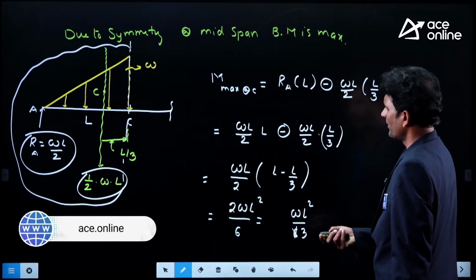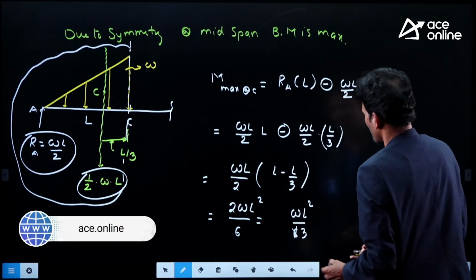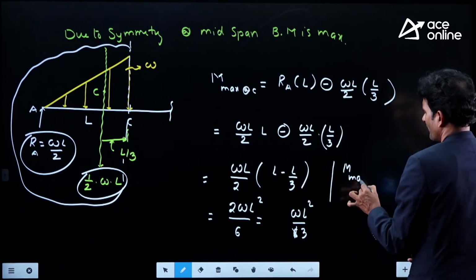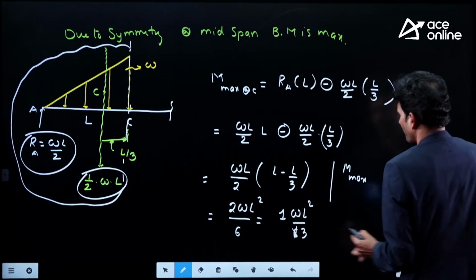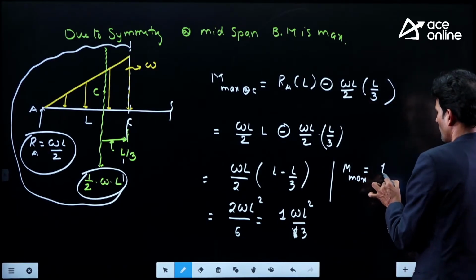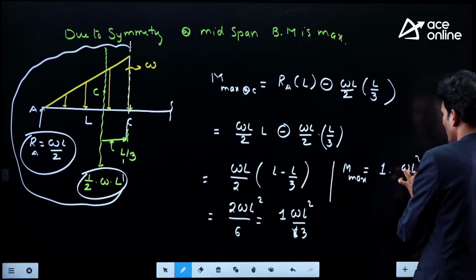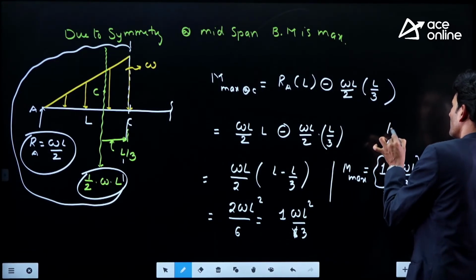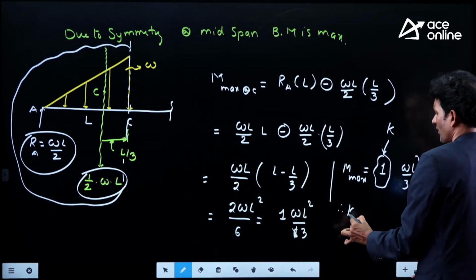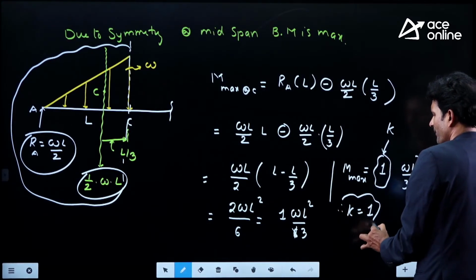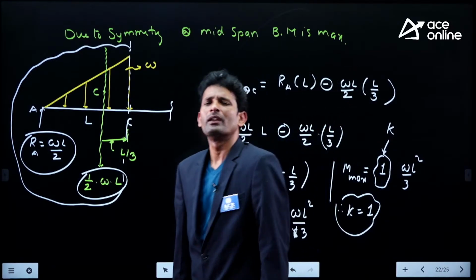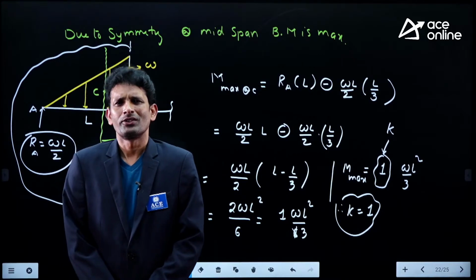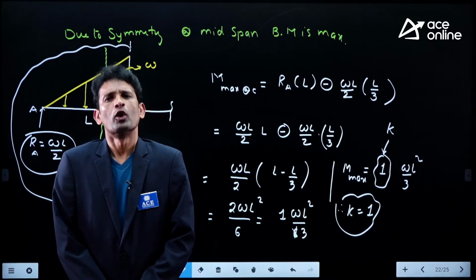But what is the bending moment available at C? It is given as M max equal to 1 into omega L square divided by 2. Compare that to 2. When I compare that, it is given as K. Finally, what is the K value we are having? K equal to 1. That is the way we analyze the problems from the concept of shear force and bending moment diagrams. Hope you understand.